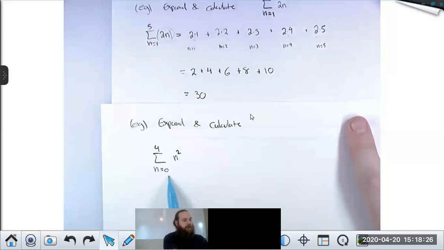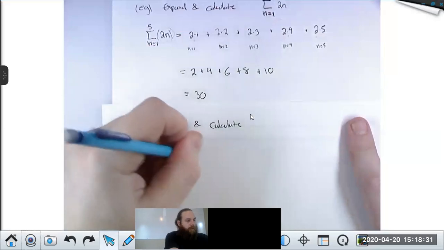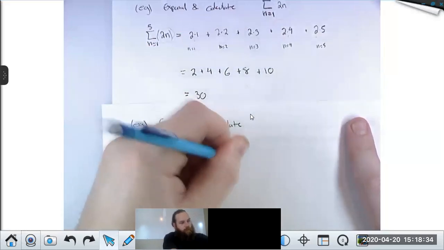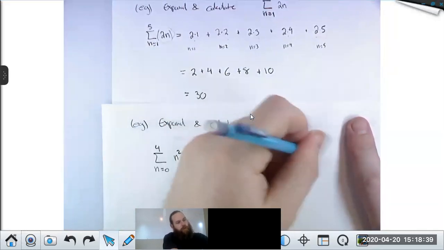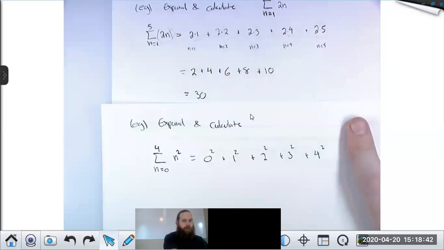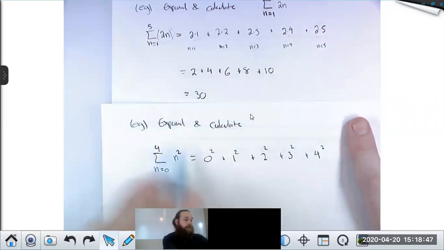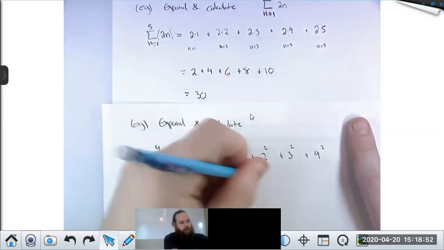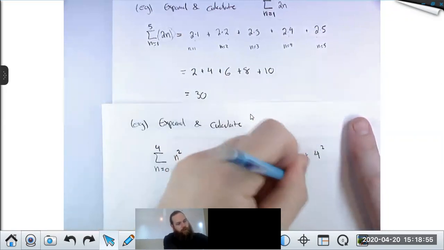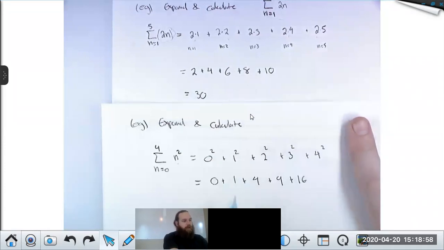So this means I'm going to plug in 0, 1, 2, 3, and 4 to this formula, and then I'm going to add them all up. So that's 0 squared plus 1 squared plus 2 squared plus 3 squared plus 4 squared. This is just a shorthand for this whole thing. Oh, this takes up a lot less space. 0 squared is 0, 1 squared is 1, 2 squared is 4, 3 squared is 9, 4 squared is 16. So this is 5 plus 9, which is 14.